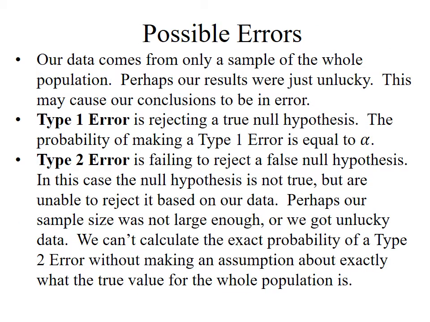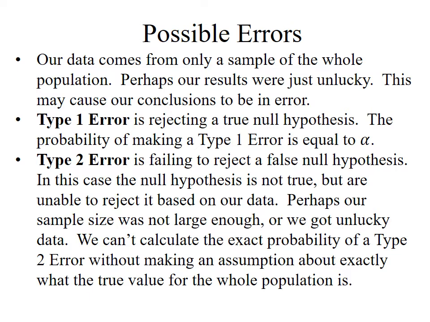So whenever we do a hypothesis test, there are possible errors we can make. We're drawing a conclusion from a sample, from incomplete data. It's just a sample of the whole population. It's not everything. So we might follow the procedure, draw a conclusion, and the conclusion might be wrong. So again, our data only comes from a sample. So there are two types of errors. We call them type 1 and type 2.